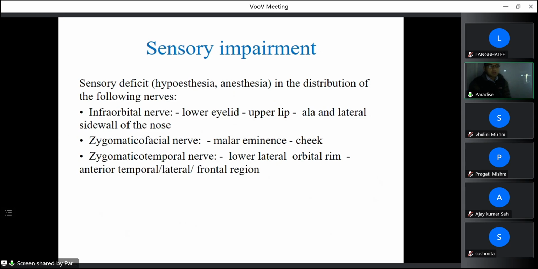The other nerves are the zygomaticofacial nerve and zygomaticotemporal nerve. These are present in the malar eminence region. Again, it will lead to hypoesthesia or anesthesia in the region of the cheek. So the zygomaticofacial nerve will lead to hypoesthesia or anesthesia in the malar eminence and cheek area. Similarly, the zygomaticotemporal nerve will lead to anesthesia or hypoesthesia in the lower lateral orbital rim, anterior temporal, lateral, and frontal region.